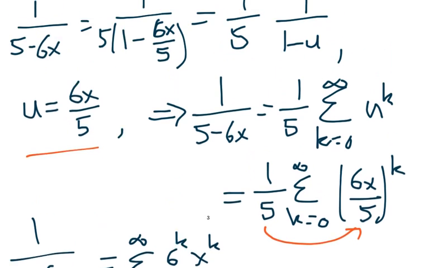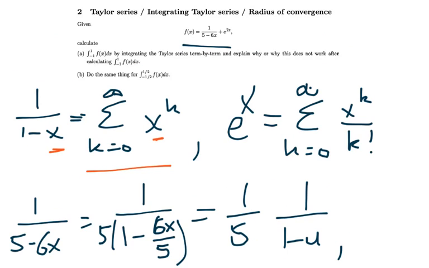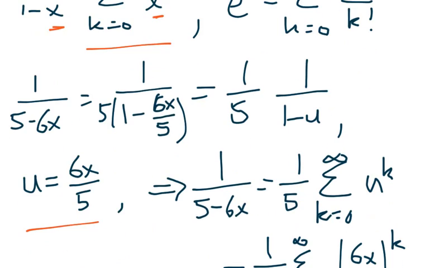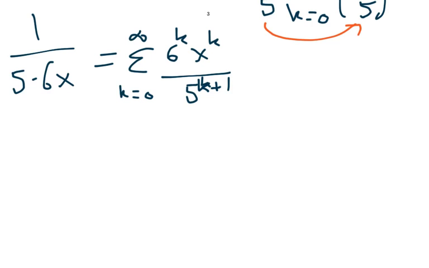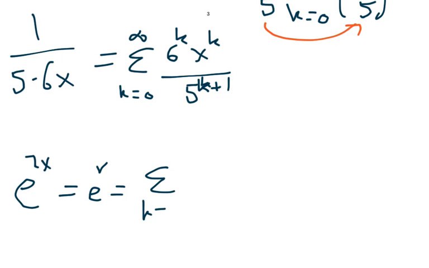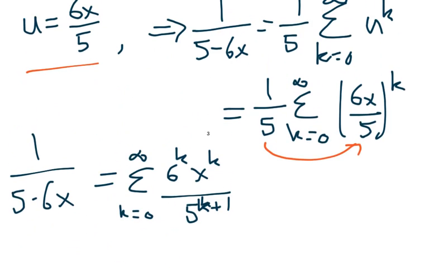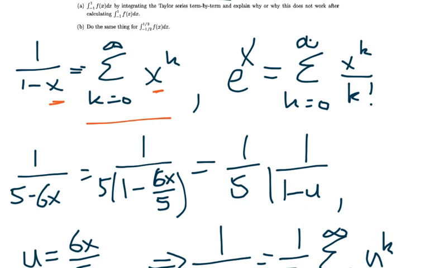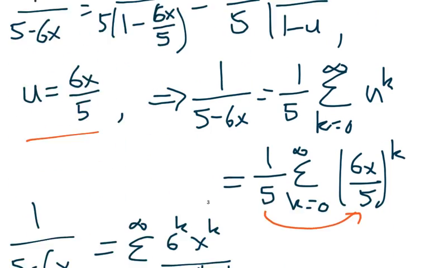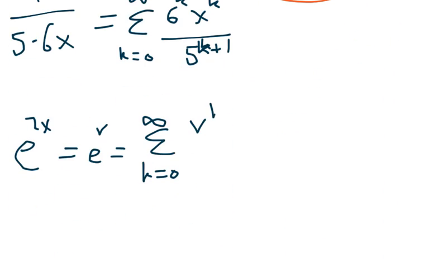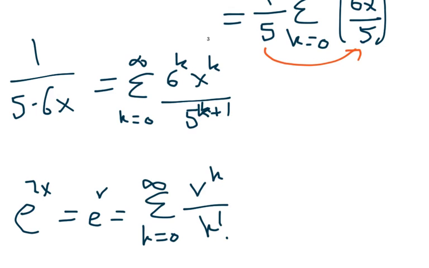But I also want this other part of my function, this term, e to the 2x. So to find e to the 2x in terms of Taylor series, I'm going to do the same sort of thing. I'm going to say e to the 2x is equal to e to the v, I'm going to call it now. And e to the v, well, we just said above that e to the x is the sum from k equals 0 to infinity of x to the k over k factorial. So this is v to the k over k factorial. Okay, so now we want to combine these two things. We want to add these two Taylor series.